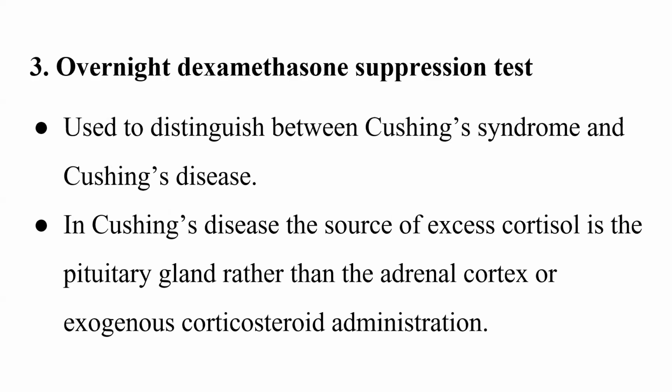The next kind of test that is being done to indicate if a client actually has an endocrine disorder is the overnight dexamethasone suppression test. It's an example of suppression. We talked about stimulation earlier. This test is used to distinguish between Cushing disease and Cushing syndrome. We'll talk about this in a jiffy.